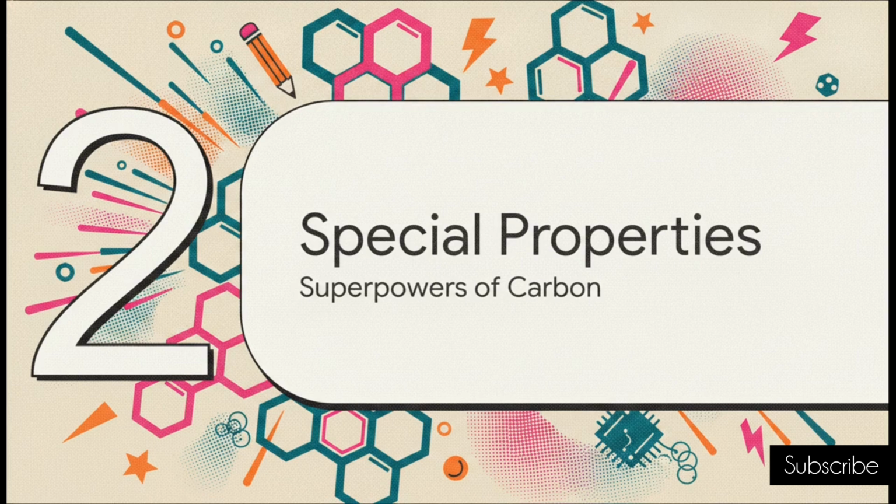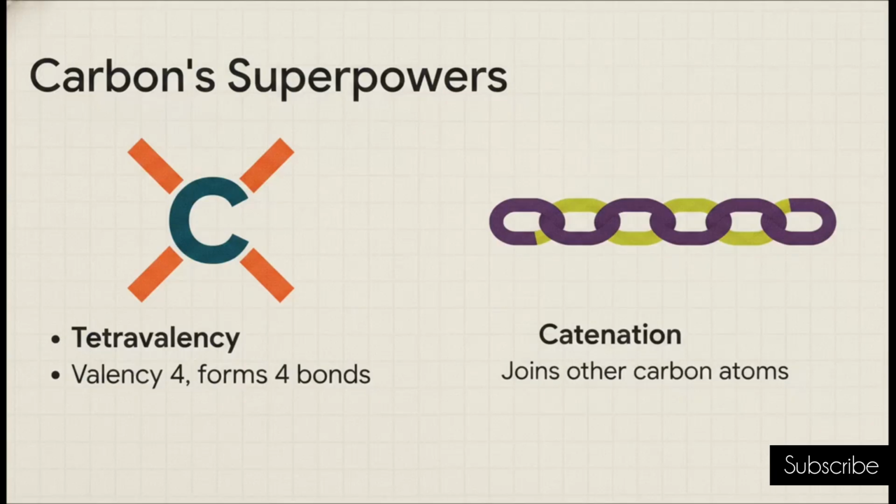Moving right along to Section 2, carbon's special properties. Carbon essentially has 2 main superpowers. The first is tetravalency. Since it has a valency of 4, it can form 4 separate covalent bonds. The second superpower is catenation, which is its amazing ability to join hands with other carbon atoms. Together, these 2 properties are the reason we have literally millions of different carbon compounds in the world.